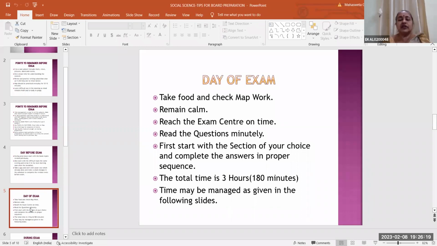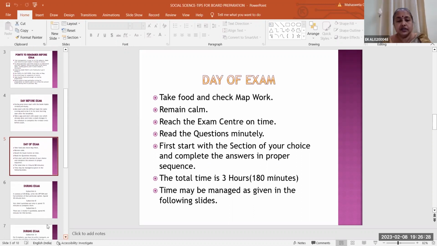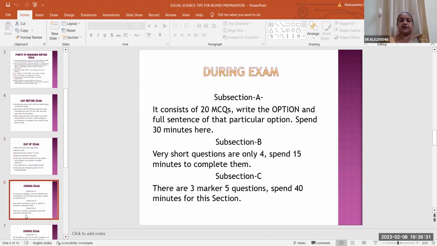The total time is 3 hours, 180 minutes. I hope you can see. I have made a table to make it easier for you to score better with time management. During the exam, subsection A consists of 20 MCQs, which are assertion, reason, matching, complete the following, correct the sentence, or fill in the blanks. Write the options and the full sentence of that particular option. Spend 30 minutes here.